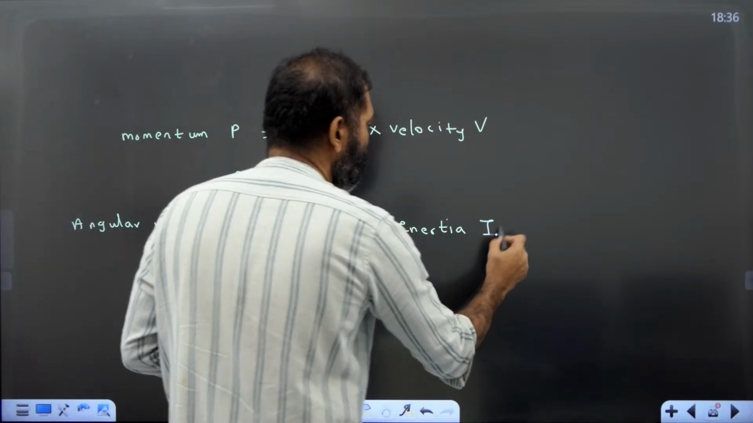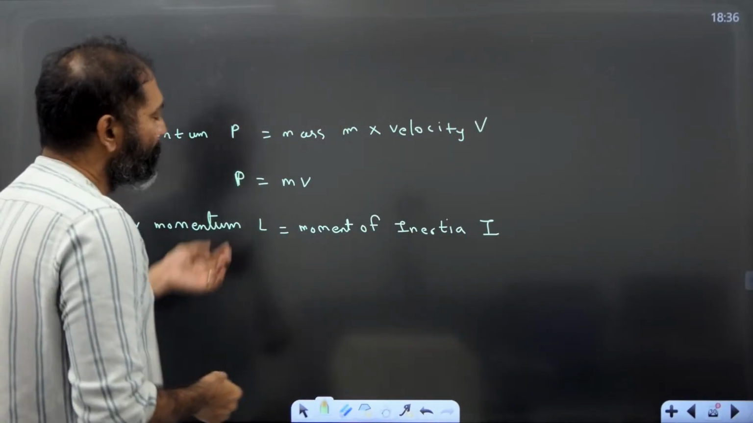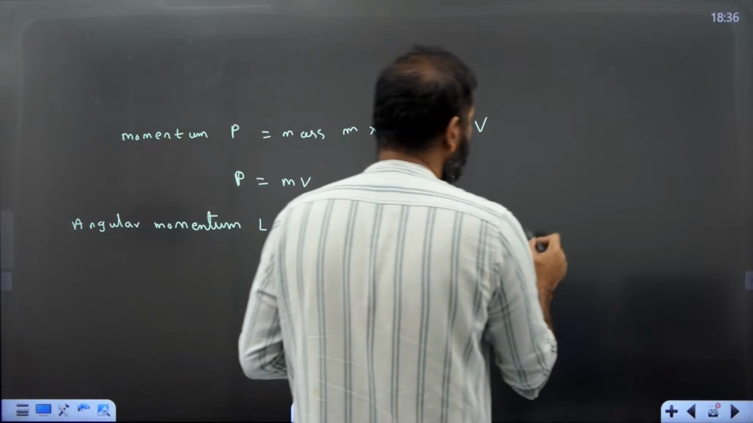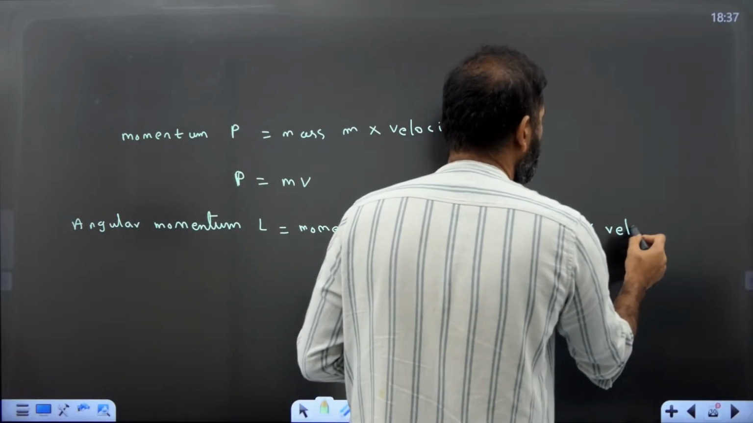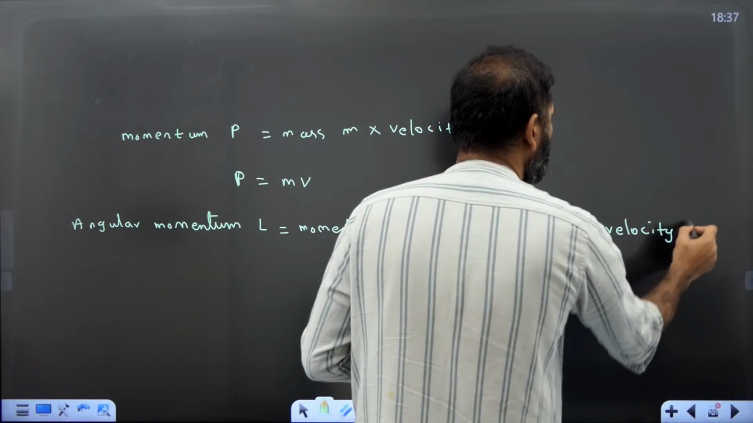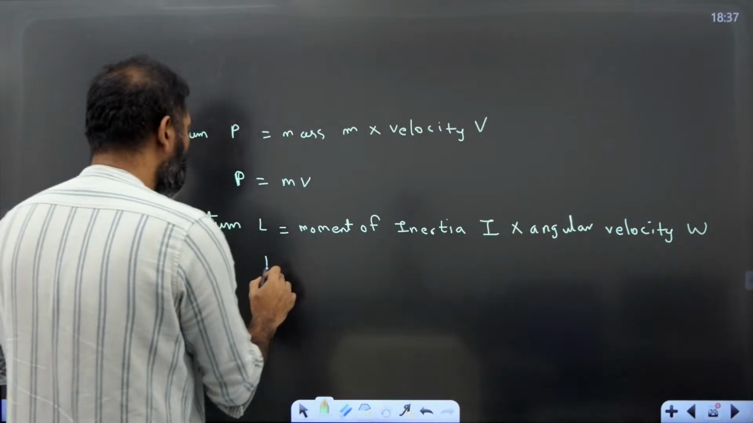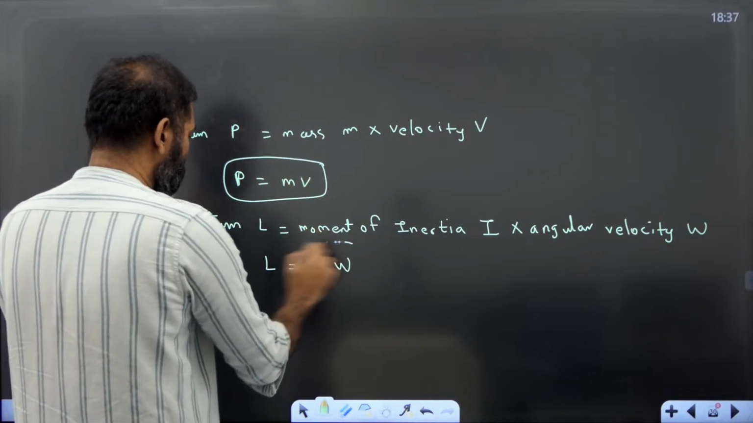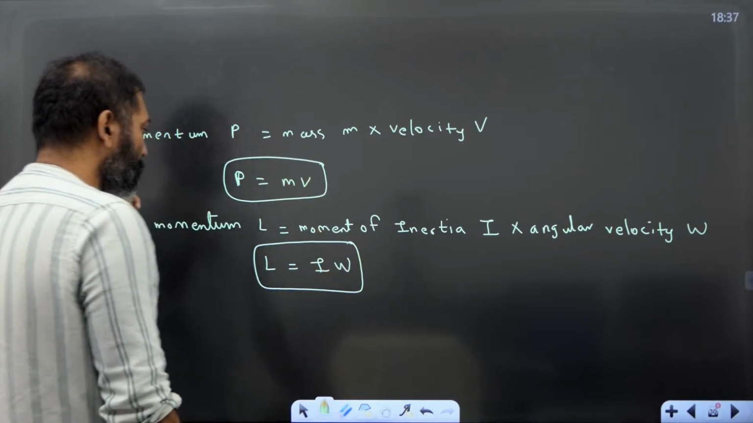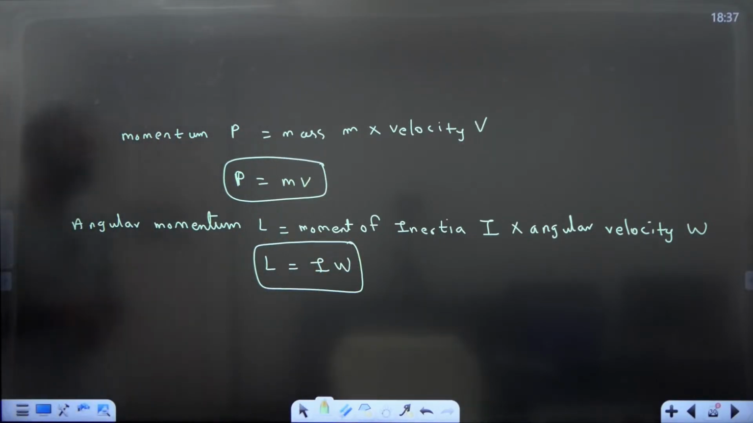So I am writing moment of inertia. Instead of velocity, I can write angular velocity omega. That means L equal to I omega. Momentum P equal to mass into velocity. Angular momentum L equal to I omega. Any doubt? Momentum P equal to mass into velocity. Angular momentum L equal to what? I omega. Any doubt?